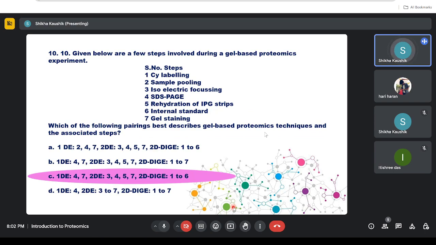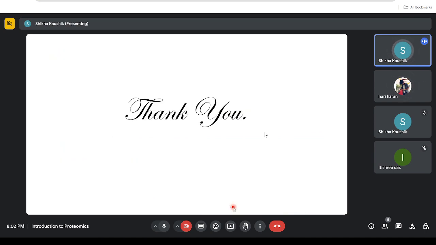In 1D we have SDS PAGE and gel staining. In 2D we have sample, isoelectric focusing, SDS PAGE, rehydration of IPG strip and gel staining. And in case of 2D DIGE, we have steps 1 to 6, right? So that's all from my side. Any other question you have?